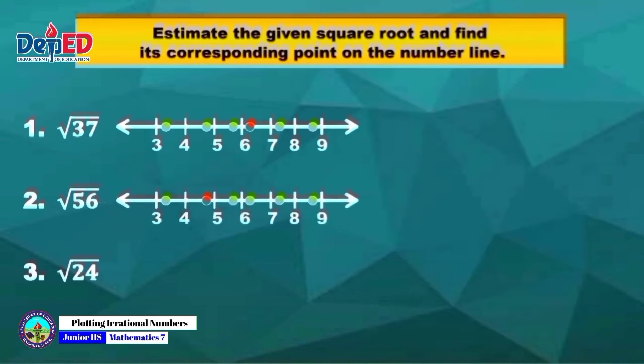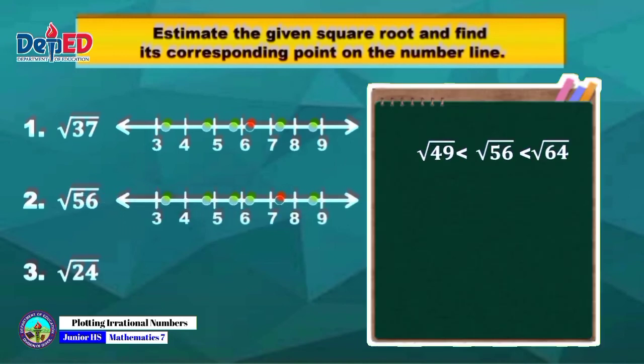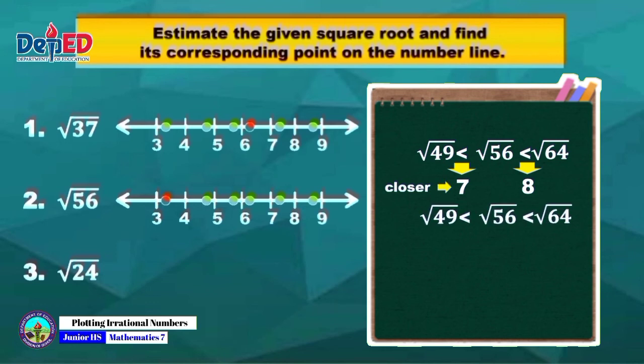Number 2. The square root of 56 lies between the square root of 49 and the square root of 64. 56 minus 49 is equal to 7, and 64 minus 56 is equal to 8. Therefore, the square root of 56 is closer to the square root of 49.